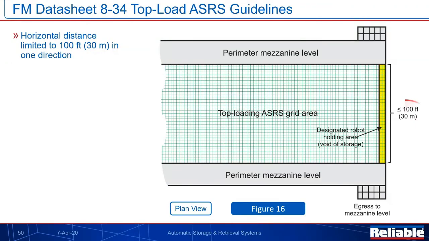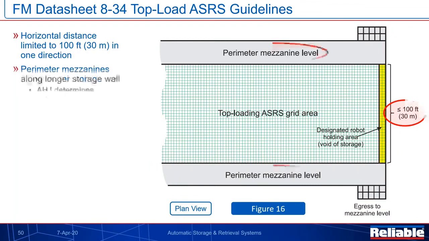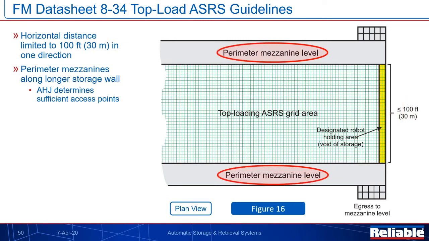So looking at this, it all goes to how we arrange this storage arrangement. The first concern is that we make sure we don't have a dimension that exceeds 100 foot in one direction. And that 100 foot measurement needs to be buffered by perimeter mezzanines. These mezzanines are actually installed 20 feet in the air. They're able to look over top of the storage arrangement. How many access points to this mezzanine is definitely going to be something that the AHJ has some input on.